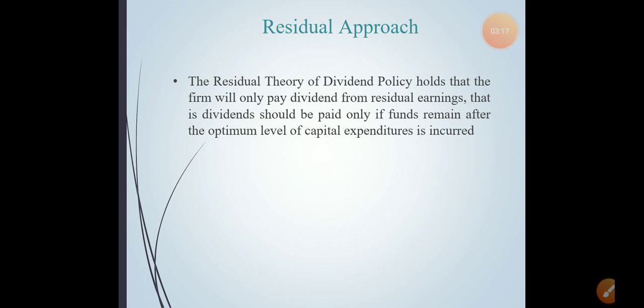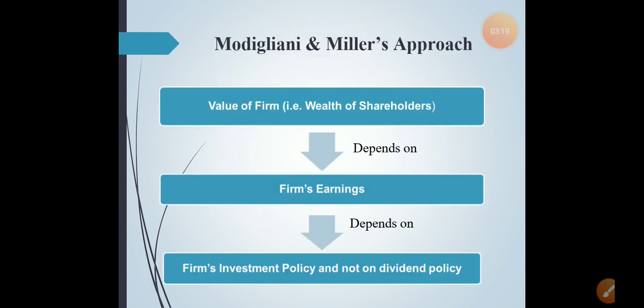Now we'll discuss the other approach, which is famous as the Modigliani and Miller hypothesis. Under this approach, there is a chart from which we make things clear. Value of the firm or wealth of the shareholders, we know, is the main objective of every organization. That depends upon the firm's earnings and the firm's investment policy, and does not depend on dividend policy.